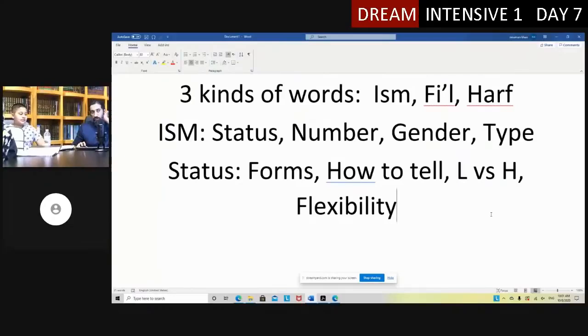Okay, so let's finish our review now. So the forms, how do you tell status? We talked about how to tell status: you can tell by ending sounds, you can tell by ending combinations, the pair combination, the plural combination, the feminine plural combination, and you can tell pronouns are weird. The independent ones are rafa, and the attached versions are always nasab or jar, right? So that's how far we got.